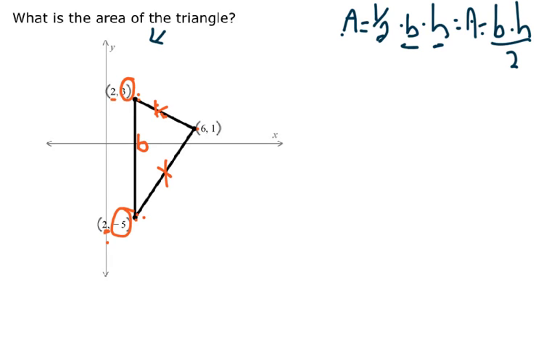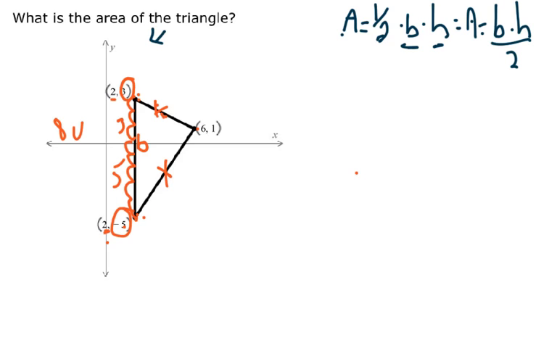Well, I always look, how far is it to get to 0? Well, -5 to get to 0 is 5. 1, 2, 3, 4, 5. And to get from 0 to 3 is 3 more. 1, 2, 3. So our base is going to be 8 units.